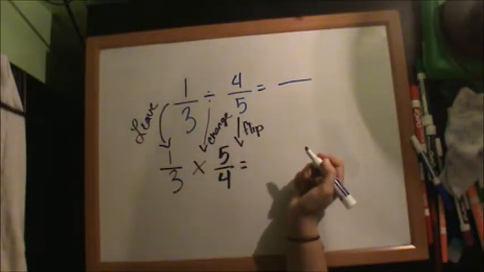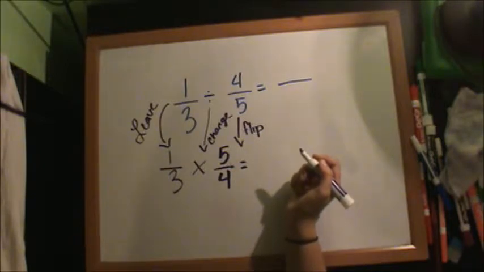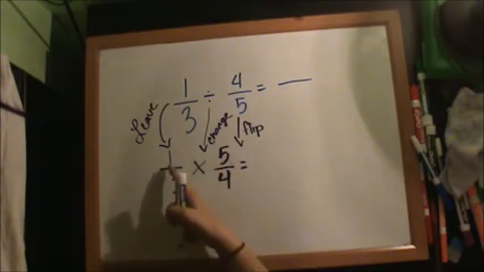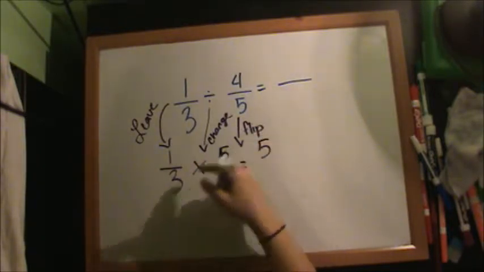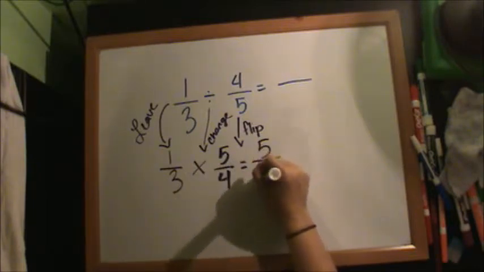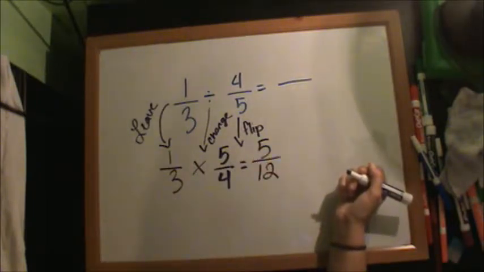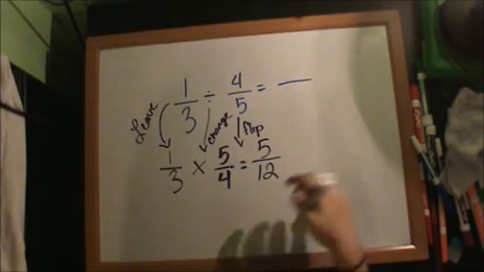And then from there it's pretty easy because with multiplication of fractions, you just go across the top and then the bottom. 1 times 5 gives us 5. 3 times 4 gives us 12. So our answer to 1/3 divided by 4/5 is 5/12. So why does this work?